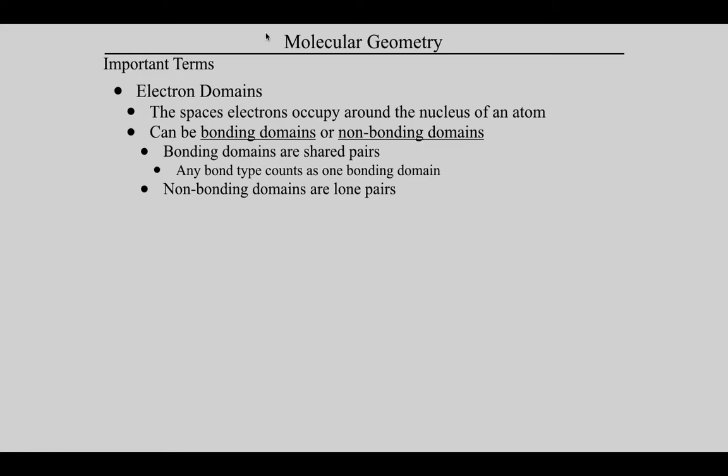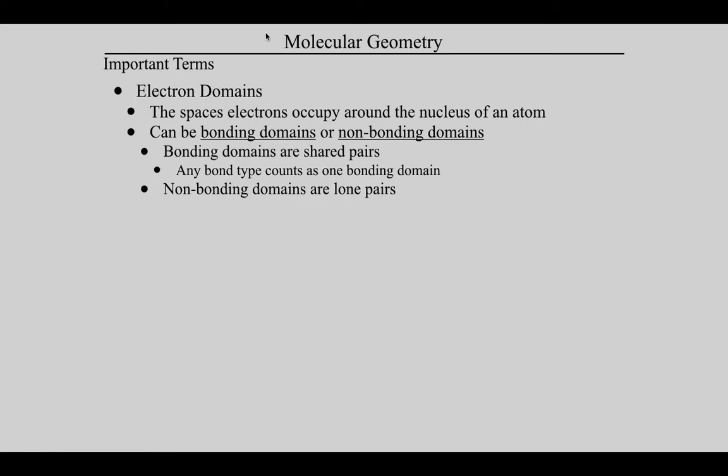So guys, here's the trick. See if you can make this connection. On the last two homework assignments, we've been counting the shared and lone pairs, right? Guess what you were actually counting? Domains. When you were counting shared and lone pairs, what you were actually doing was counting the domains. So now we're going to call them domains rather than shared and lone pairs.